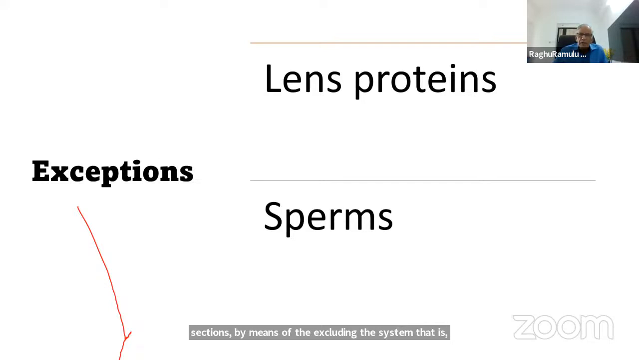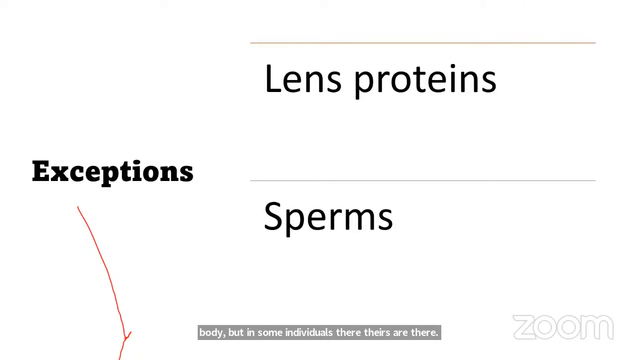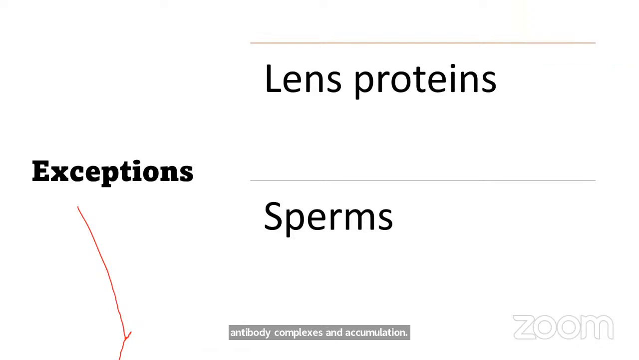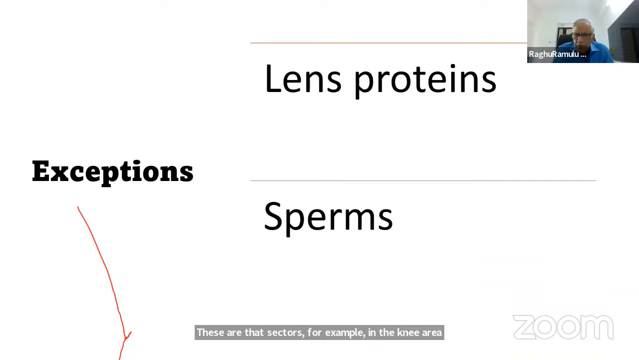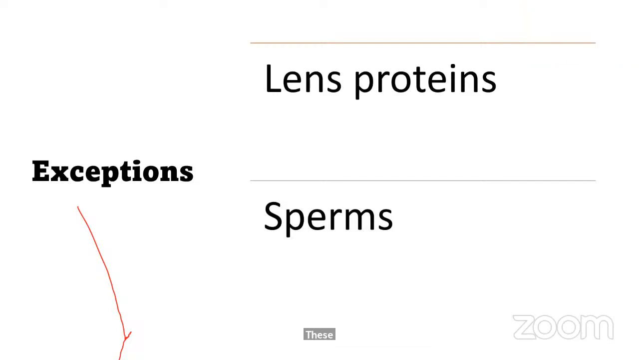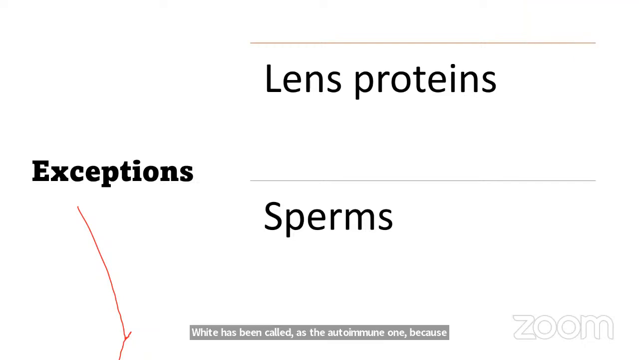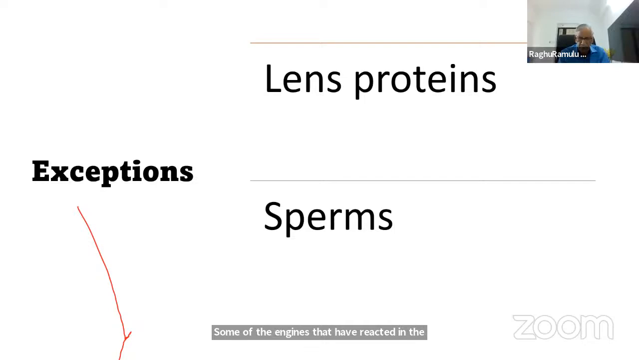But in some individuals where there are circulatory defects, these defects prevent the flow of antigen-antibody complexes and accumulation disorders occur. For example, in the knee area, antigen-antibody reactions occur and accumulation occurs. These become antigen-antibody complex mediated autoimmune disorders. Why has it been called autoimmune? Because nothing has come from outside. Some of the antigens have reacted in the body by means of antibodies in the knee area.